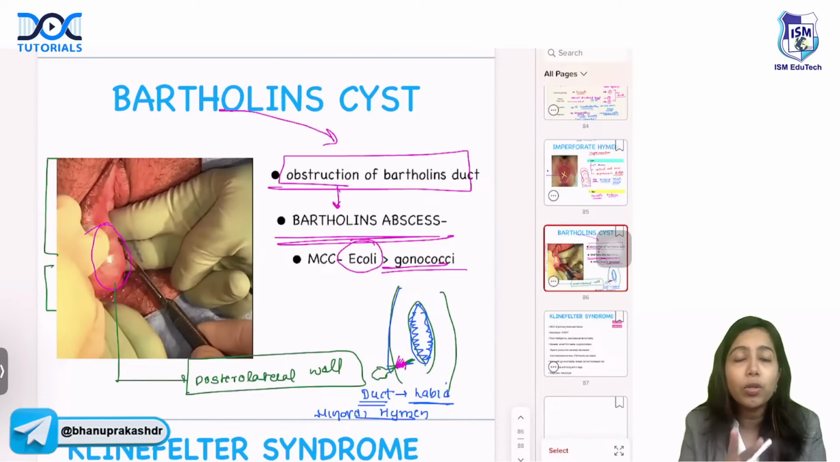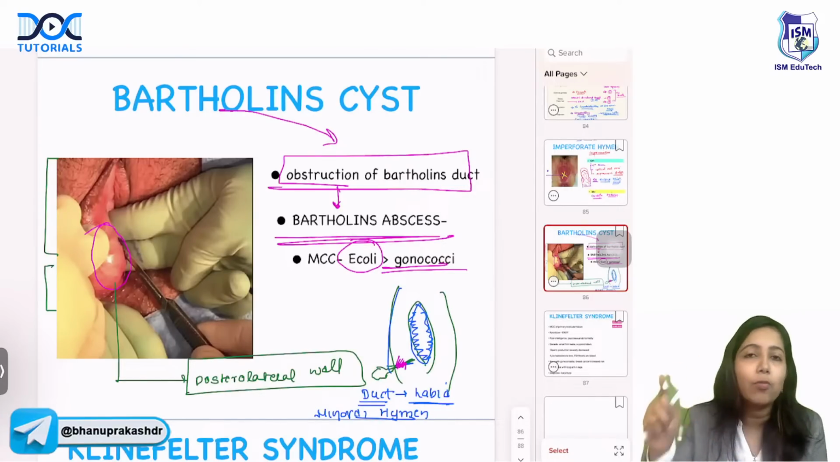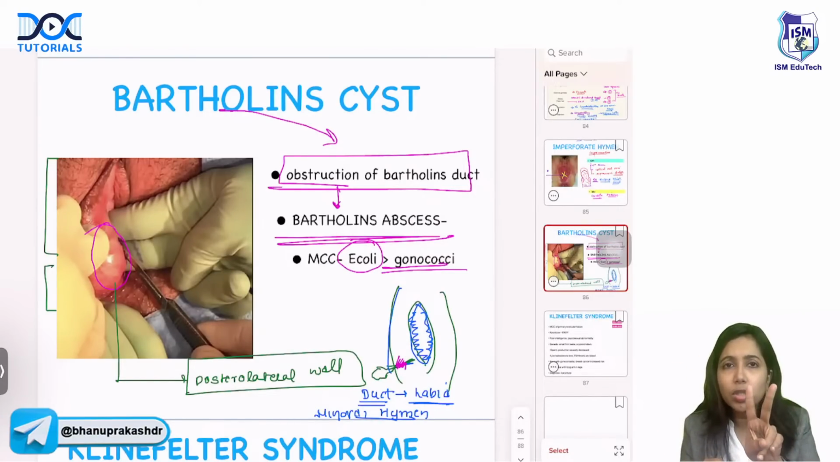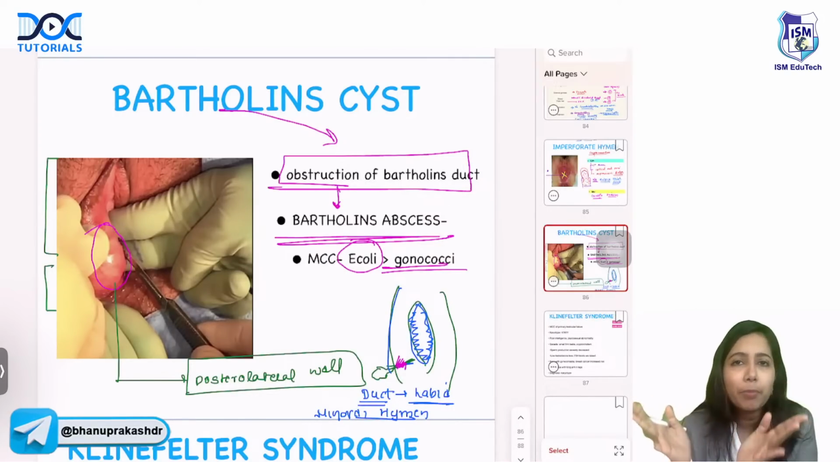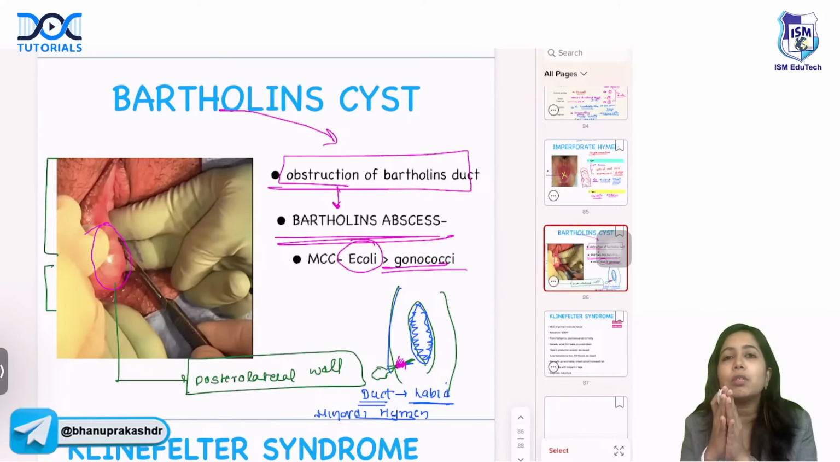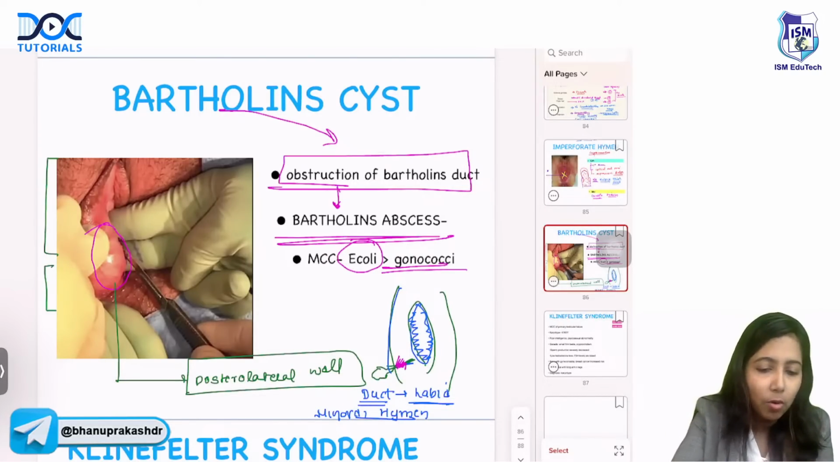But I told you how to differentiate between these. In unicornuate, you will just see one cornu and one fallopian tube. In bicornuate, you will see that they are slightly closer together. The intercornual distance is less than 4 centimeters and the angle is acute. Whereas in a septate uterus, they are farther apart, the intercornual distance is more than 4 centimeters, and the angle is obtuse. Yes, you will have all those options.